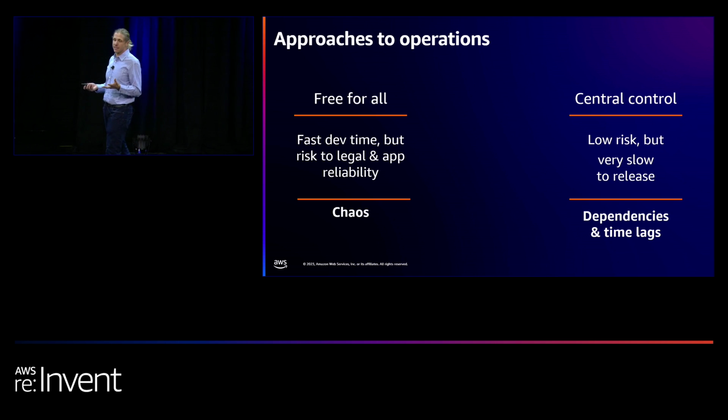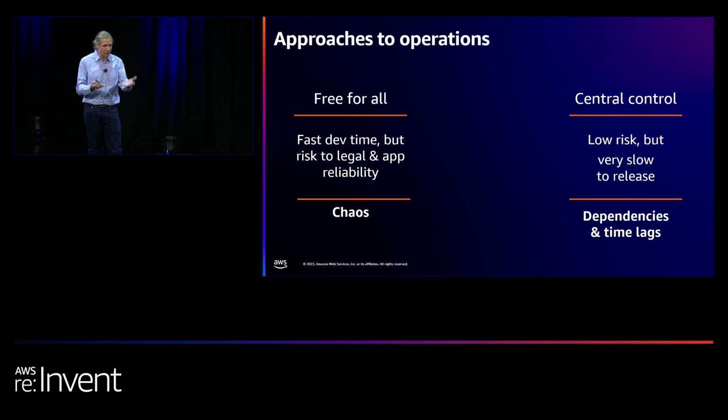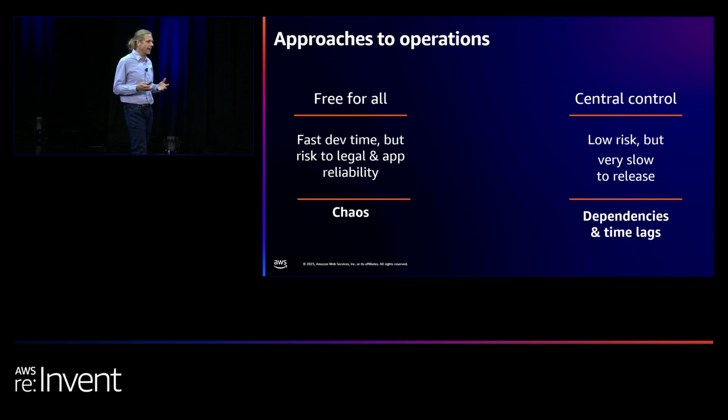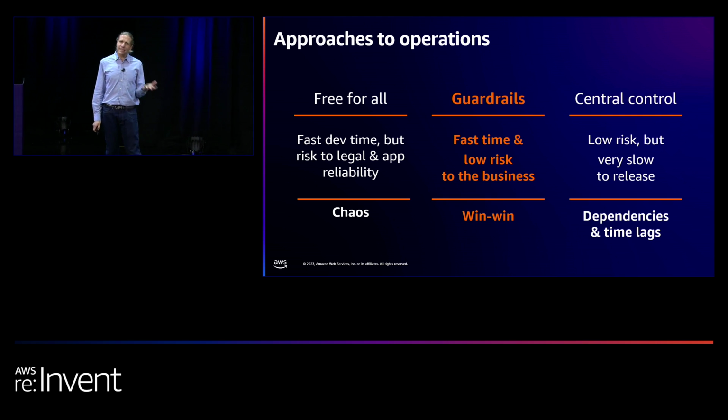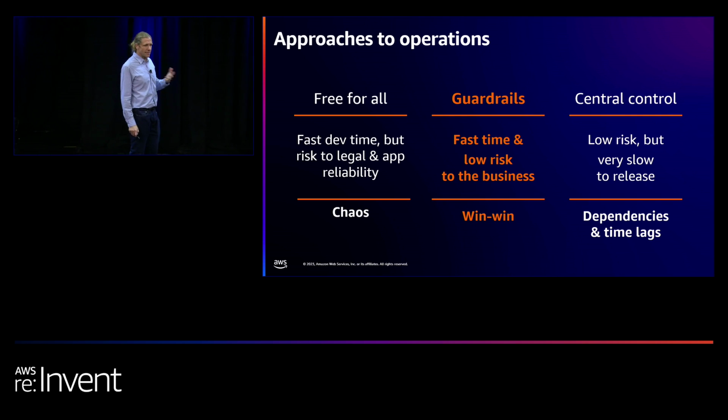But then on the other end of the spectrum, you've got everything being centrally controlled. You've got a central team that is going to take control of the release pipeline. Maybe it's going to do all the provisioning of the resources. It's going to handle all the security and all of the troubleshooting. It's going to be lower risk, of course, because it's very understandable, but it's obviously going to be a lot slower due to the dependencies and the time lags. So we actually want it both ways. We want it fast to get features out, really fast iteration, but we also want it to be safe with a low risk to the business.